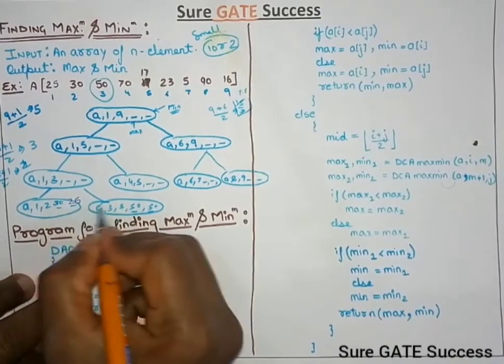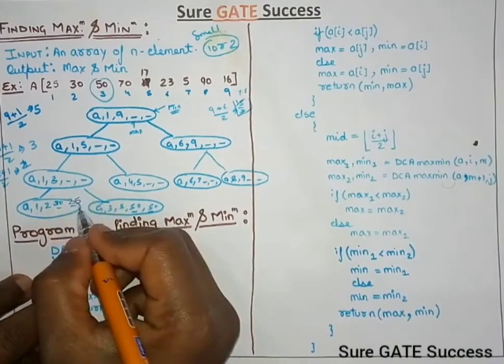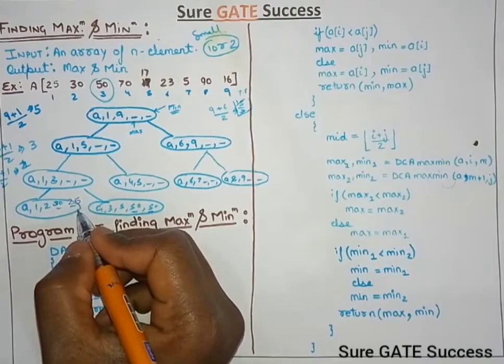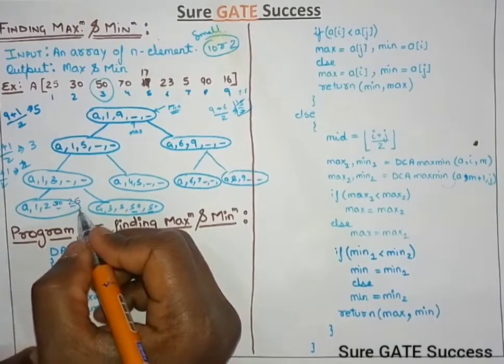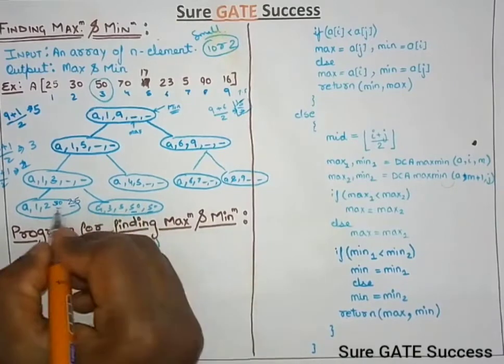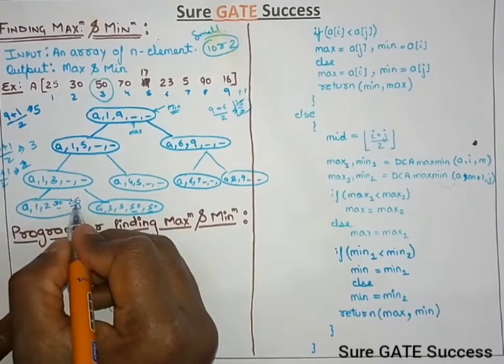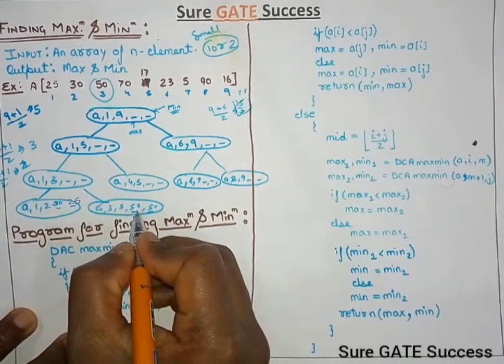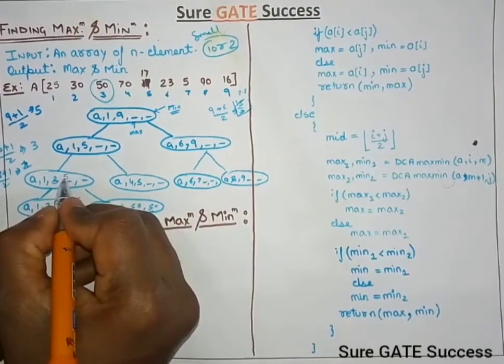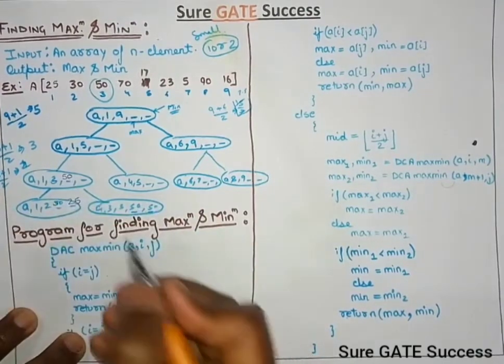Now combine the result of these two. We have divided. Now we have to solve and combine. This is the basic aspect of divide and conquer. So among these three, that is 30, 25 and 50, what is the maximum one? 50 for sure. And what is the minimum one?